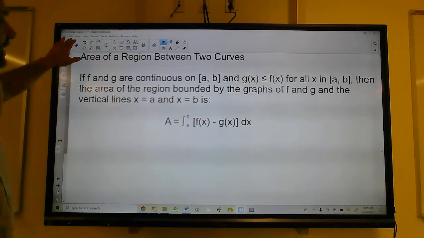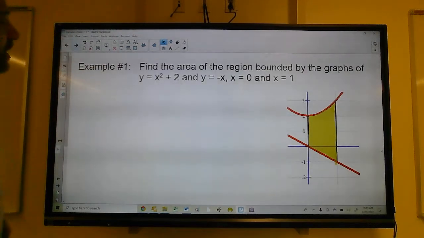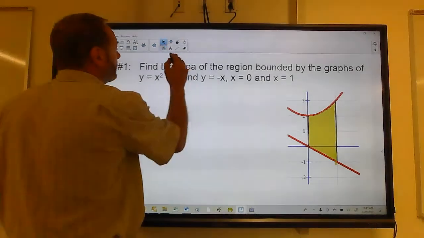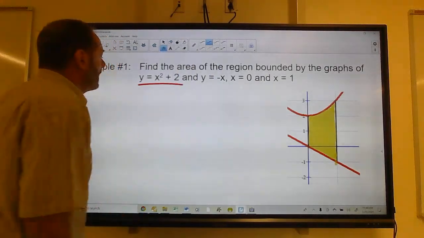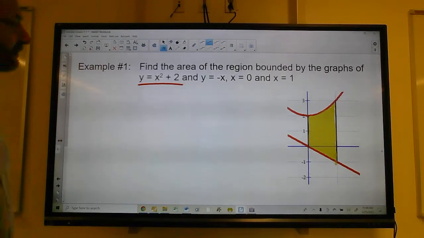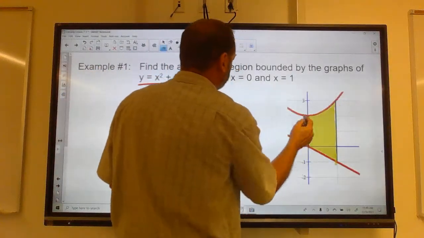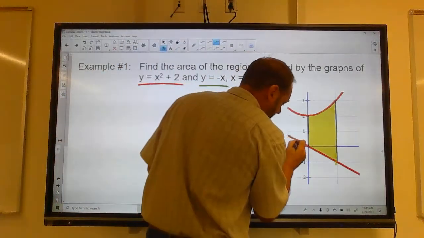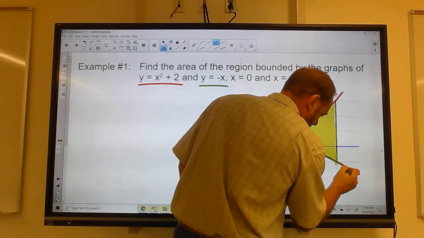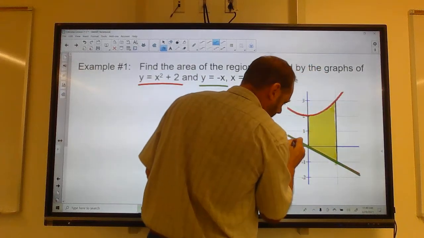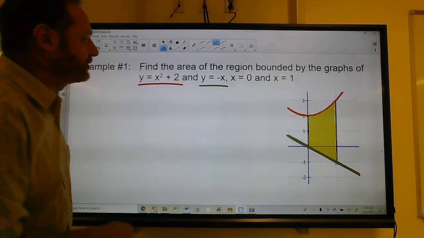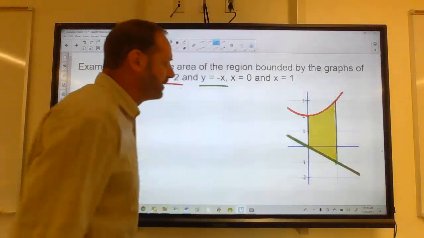All right, let's take a look at what this would look like in real life. We've got the area of a region bounded by the graph of, we'll make this one red, y = x² + 2, that would be this one right here, and the graph y = -x, which would be this graph right here. We want the area between them from 0 to 1, so we want the shaded region here.